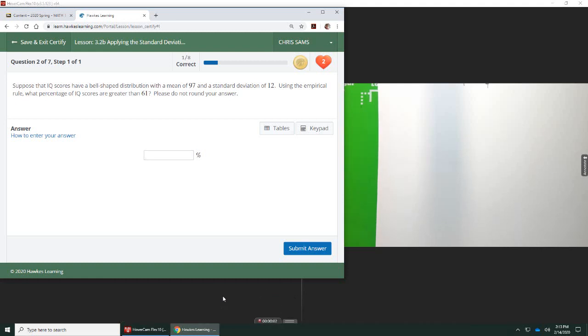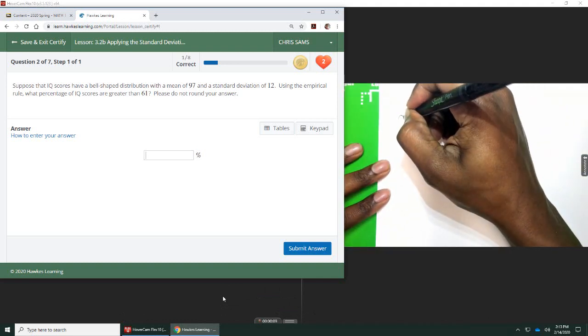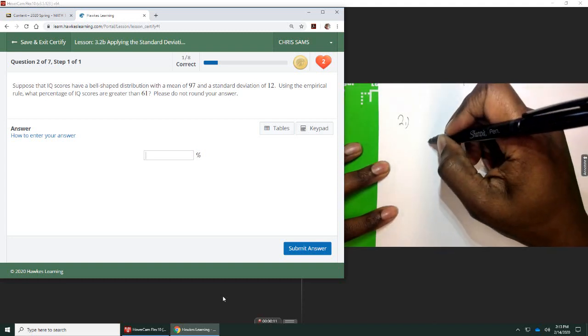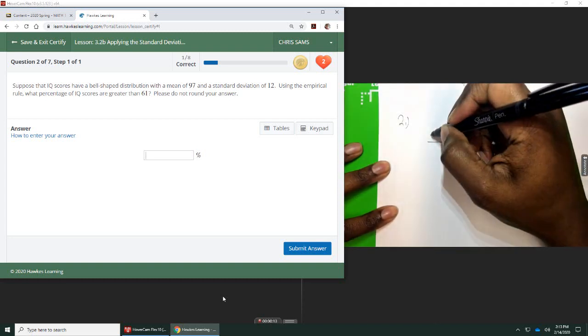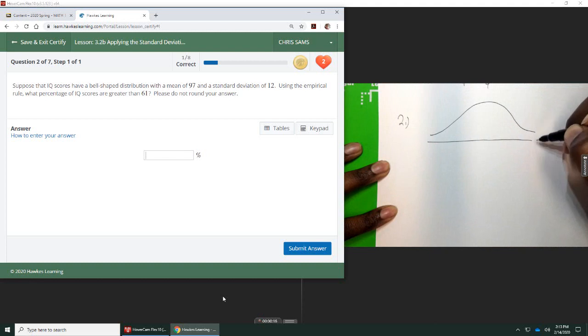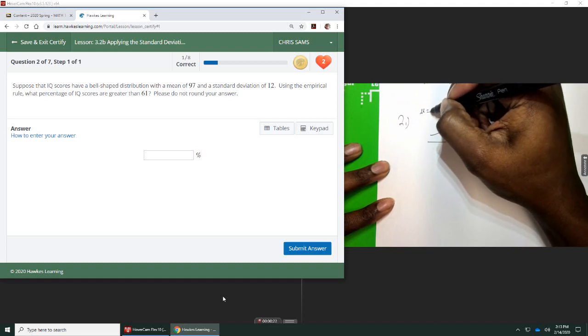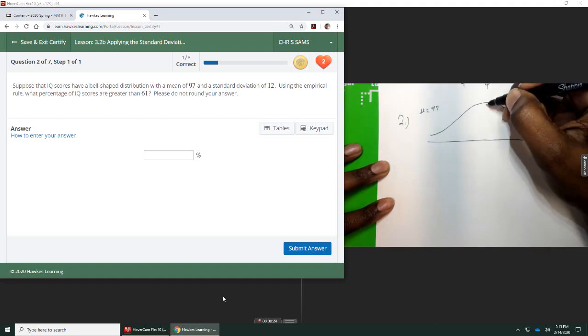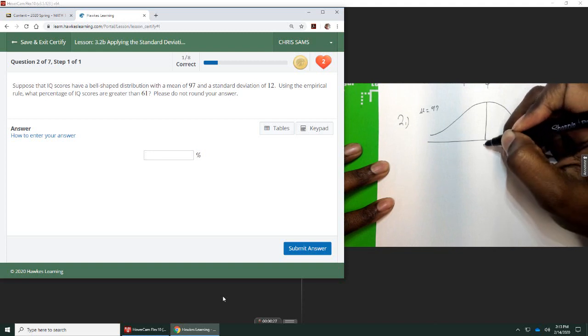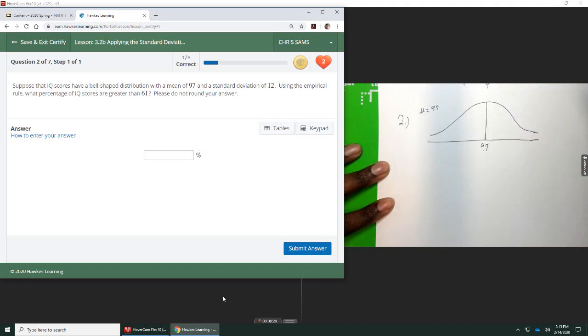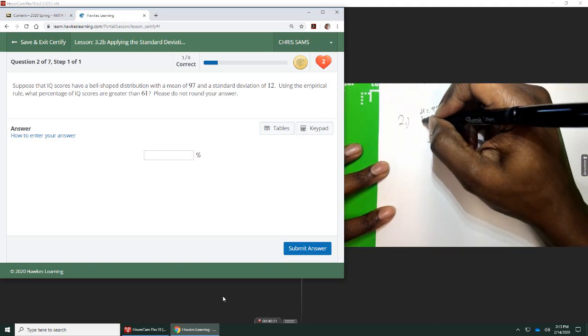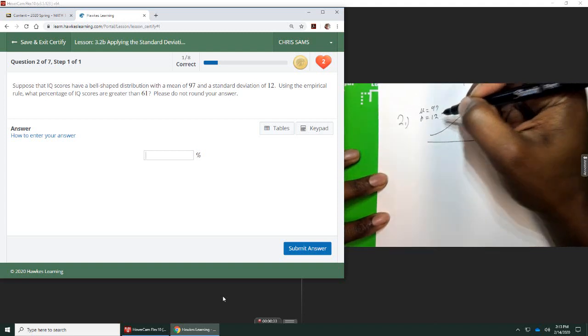All right, number 2, it says, suppose IQ scores have a bell shape. Okay, so when you see bell shape, we know that we're going to be using the empirical rule. So I'll go ahead and draw my bell curve in the beginning when I know bell shape. We have a mean of 97, so mean, mu equals 97. That's going to be my middle number, 97. Standard deviation of 12, so I'm going to write sigma equals 12.